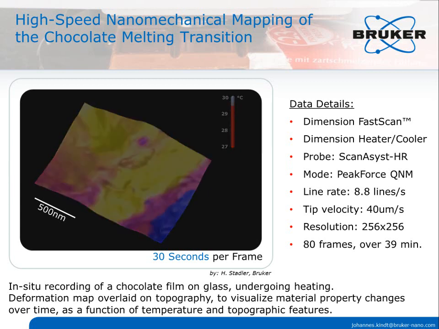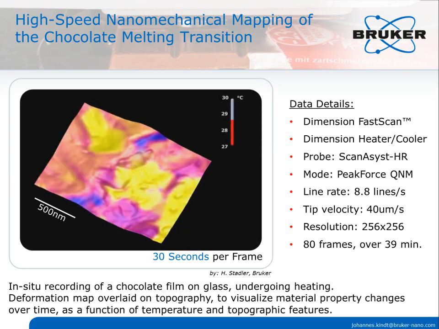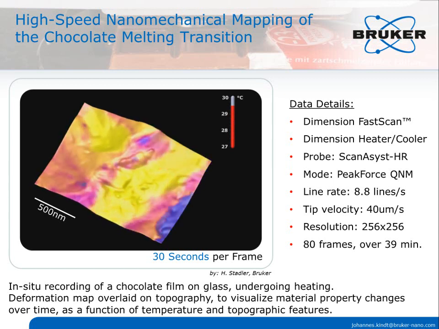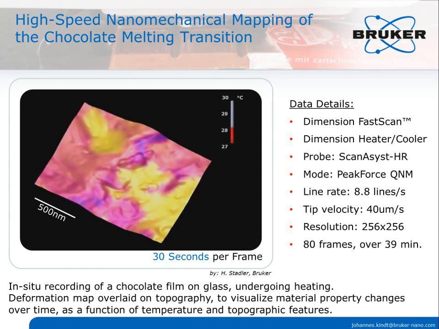The imaging mode was PF-QNM at 8.8 lines per second. The FastScan specification says that QNM does not currently provide information faster than a standard system, and this is still mostly true.